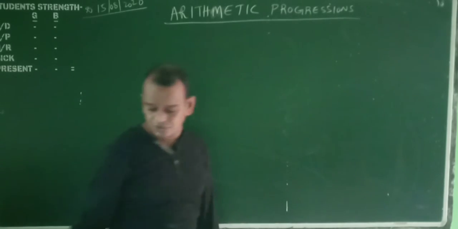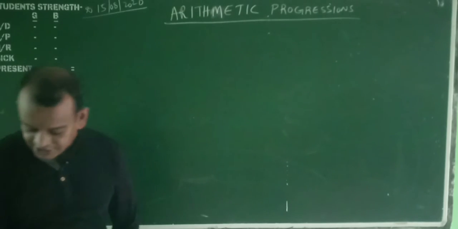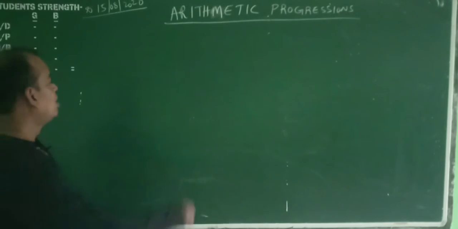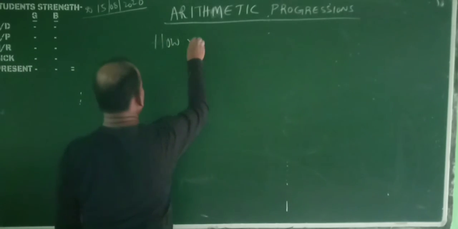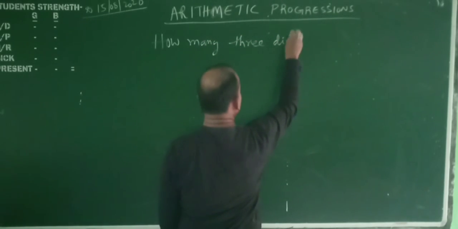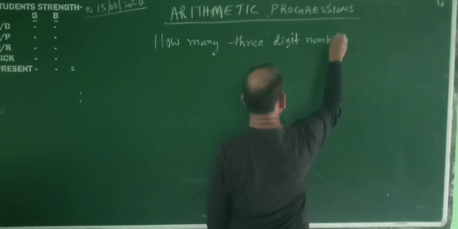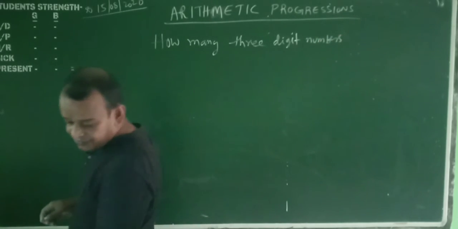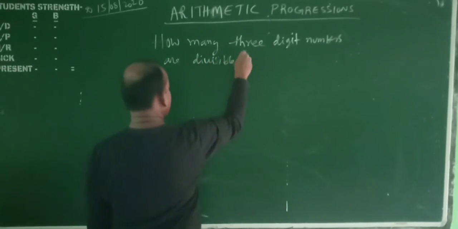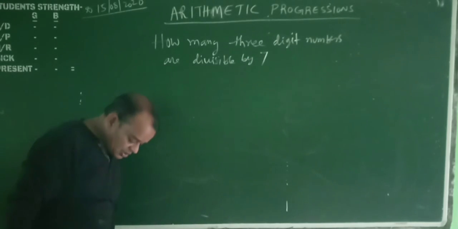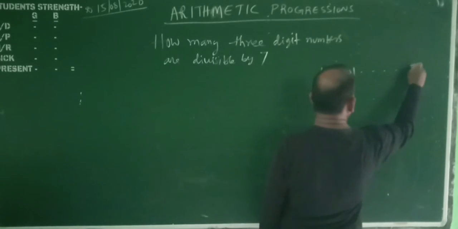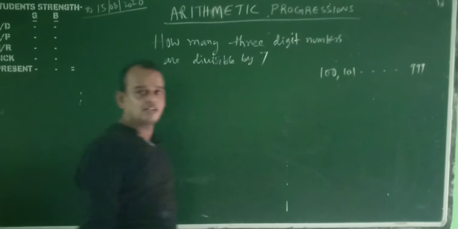Now the next question is: how many three-digit numbers are divisible by 7? Three-digit numbers are very important here. What are the three-digit numbers? 100, 101, 102, up to 999. These are the three-digit numbers.